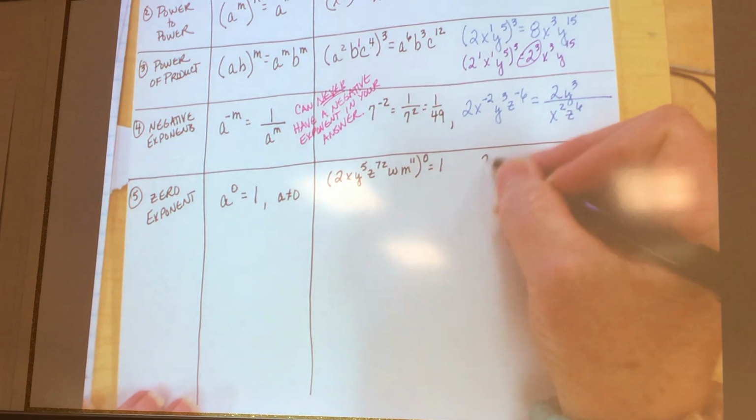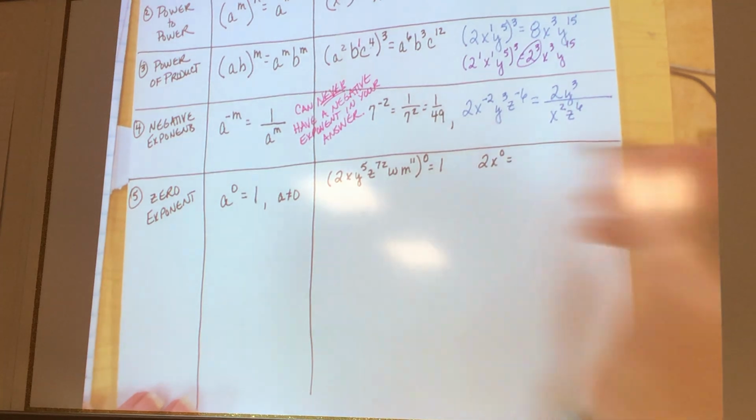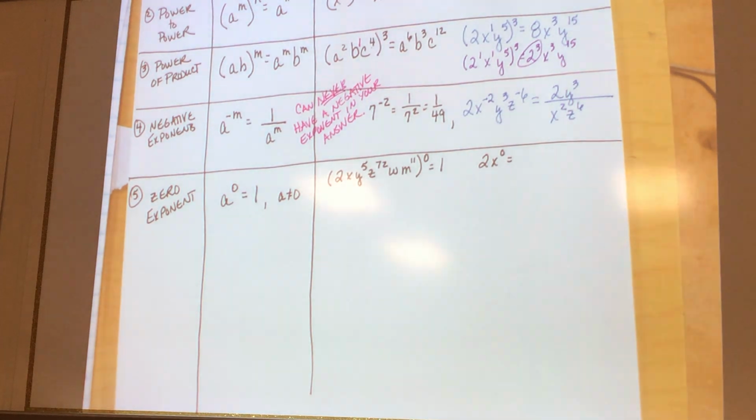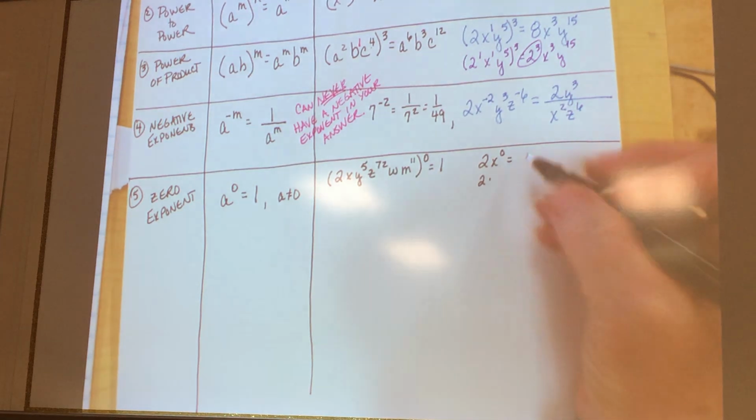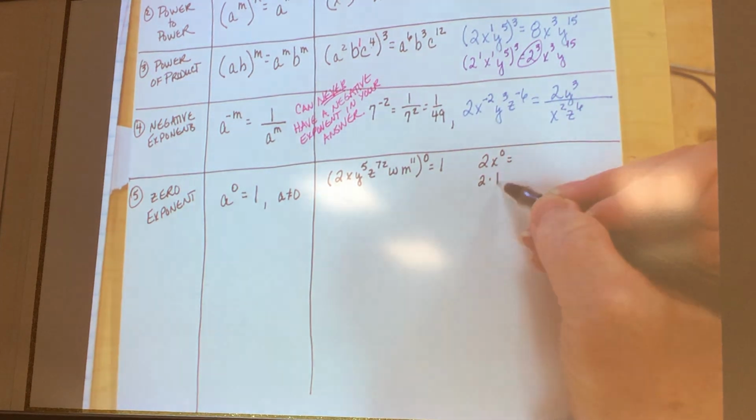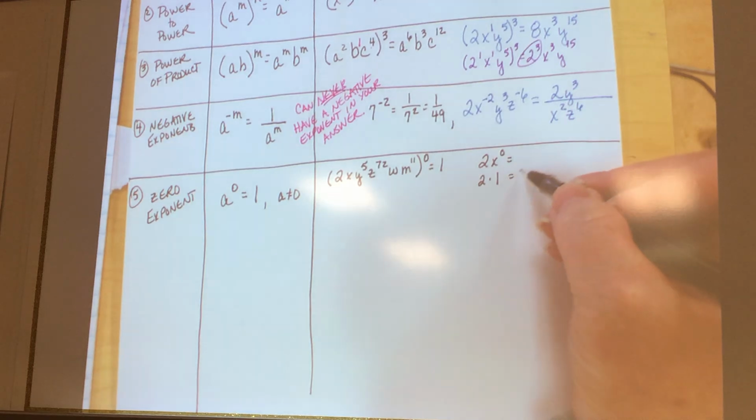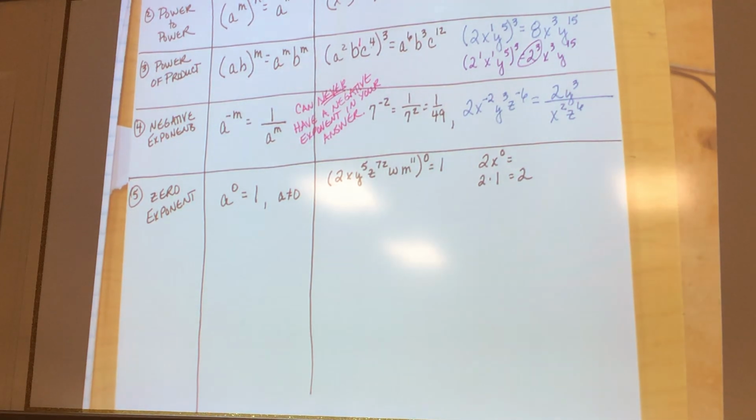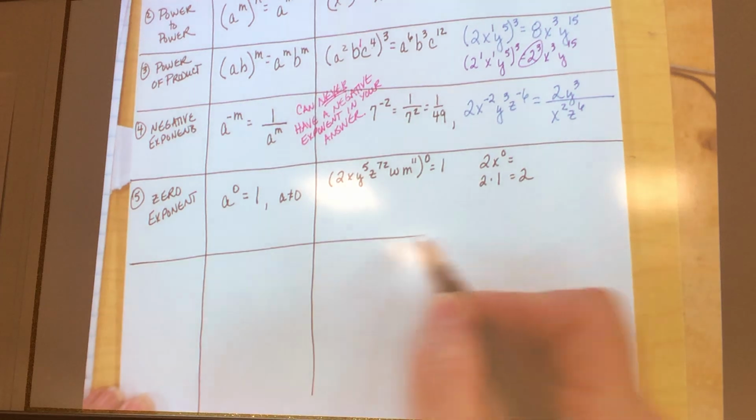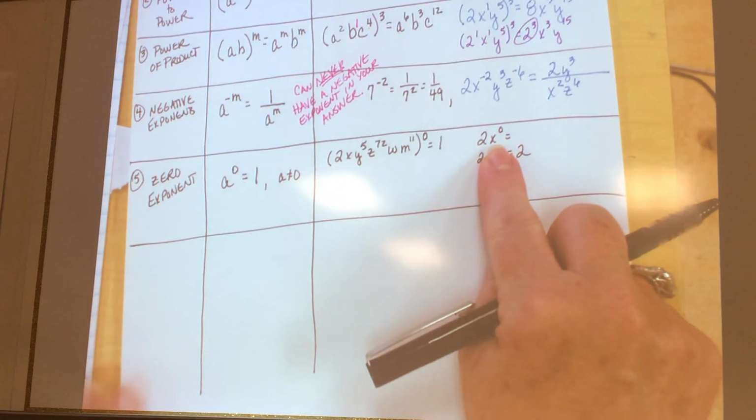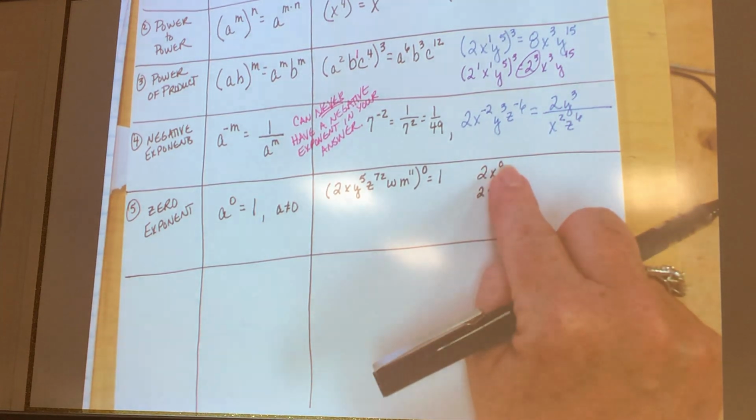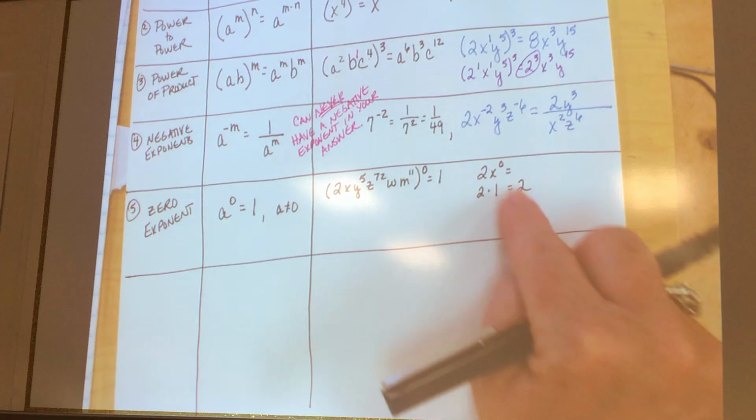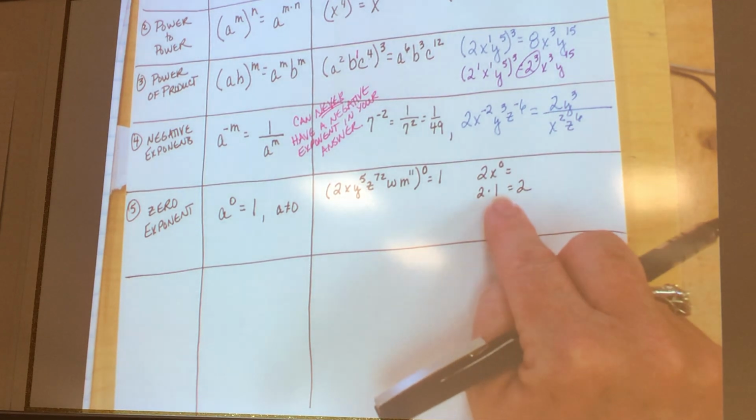What about this guy? 2x to the 0 power. It's 2. Yes, very good. So it is 2 times, what is x to the 0 power? 1. And 2 times 1 is 2. Explain that one more time. Remember, it's kind of like this guy right here. This is 2 times x to the 0. And x to the 0, anything to the 0 power is 1. So it becomes 2 times 1. I see that.